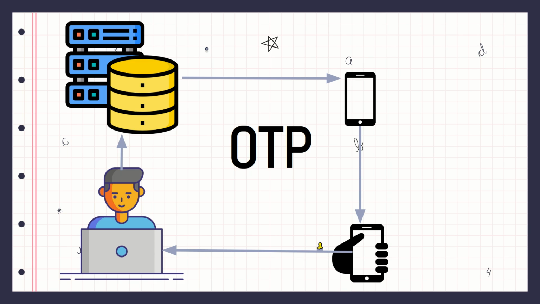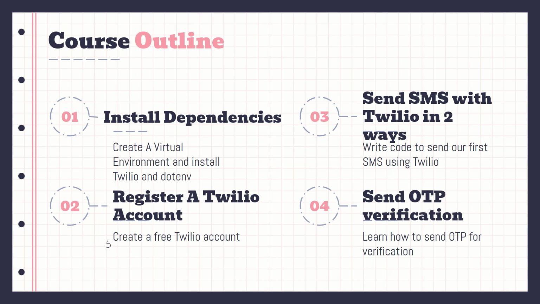Let's look at the course outline, what we're going to be covering in this short course. First of all, we're going to look at how to install all the dependencies. We'll learn how to install Twilio. We'll learn how to install a .env for keeping our secrets and other stuff like that, and set up our development environment basically. Then we'll move on to registering a Twilio account, basically a free account that you can use to build different applications and send out different SMS messages to make sure that the message-sending part of your web application actually works. And then finally, we'll learn how to send SMSs using Twilio in 2 different ways.